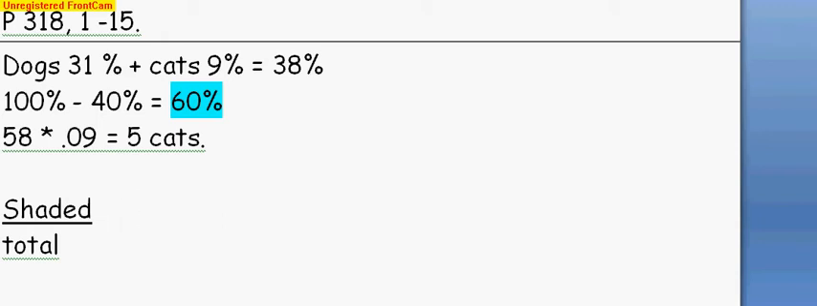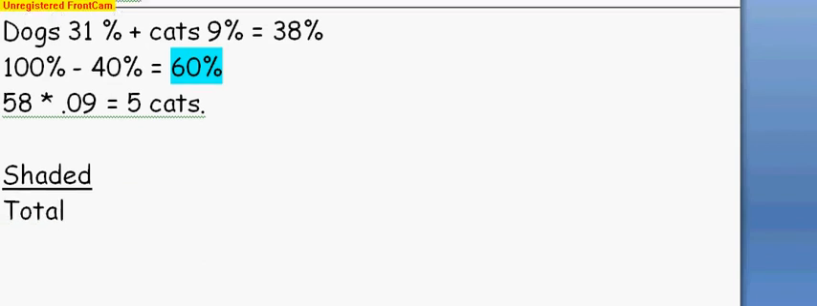Okay, so the answer is gonna be 3 over 4. And 3 over 4 is the same as 0.75, which is the same as 75%.